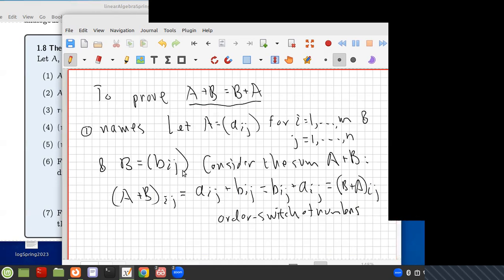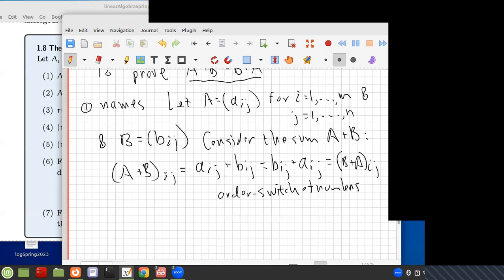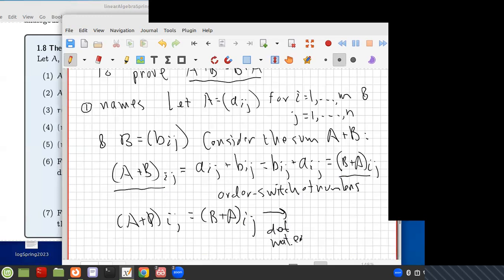And then what this chain of equalities means is that (A plus B)ij equals (B plus A)ij. You can see that the far left-hand side equals the far right-hand side. And this, according to the definition of matrix equality, means that A plus B equals B plus A. And you're done.